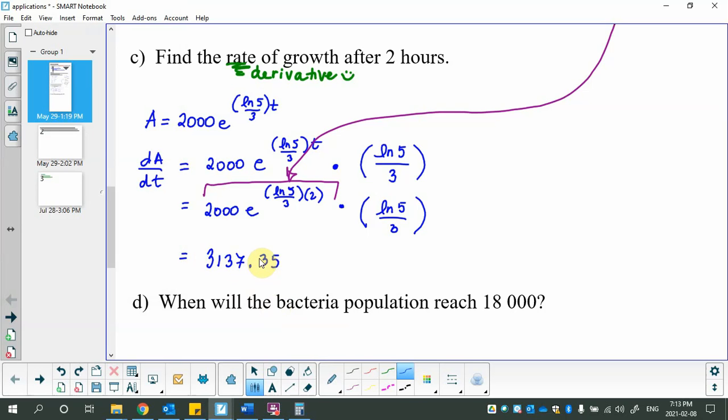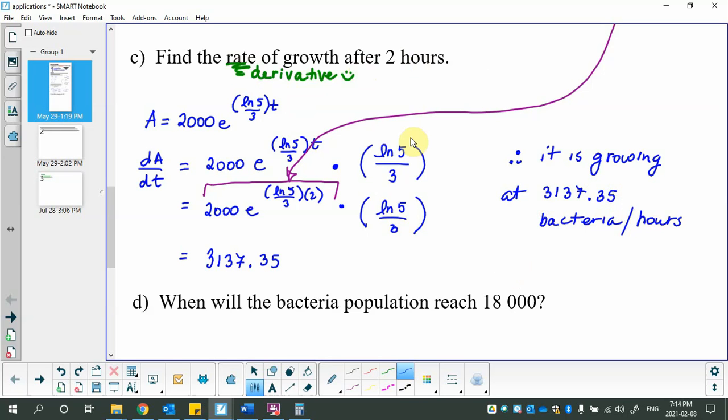3137.35. Now this is a rate, so I'm going to totally allow decimals here as opposed to a number of bacteria. Now because it is a rate, that means we can say it is growing, because it's a positive rate. The population is growing at 3137.35 bacteria per, because it's a rate, hours. It's not minutes, it's not seconds, it's whatever's in the question.